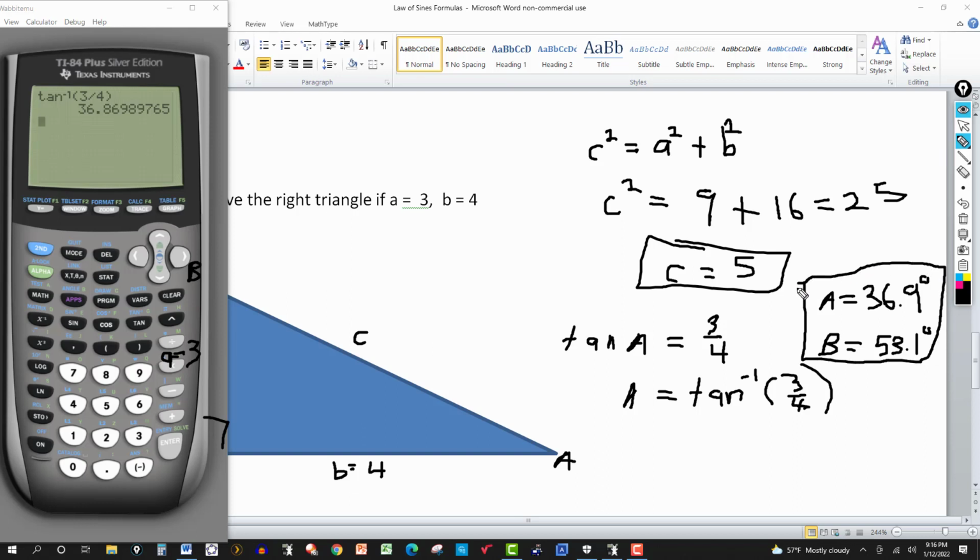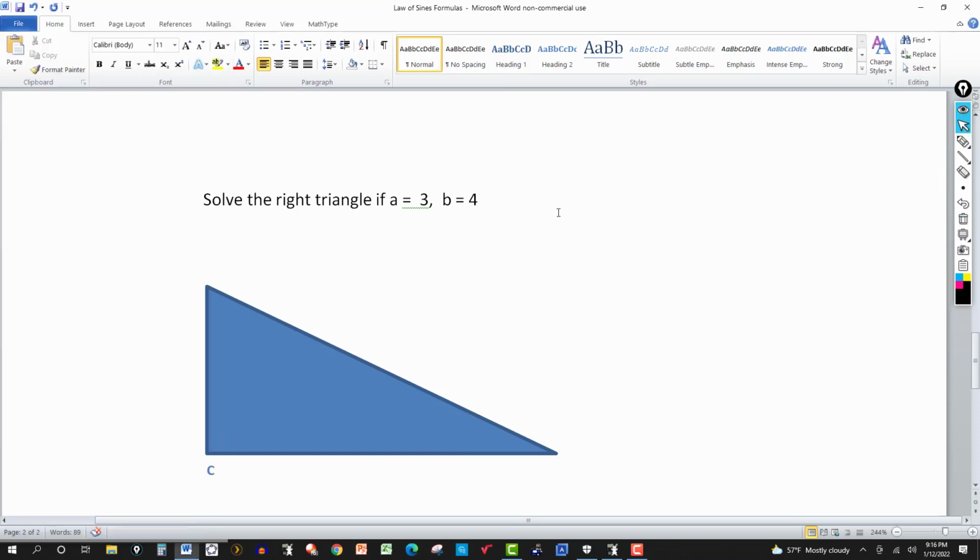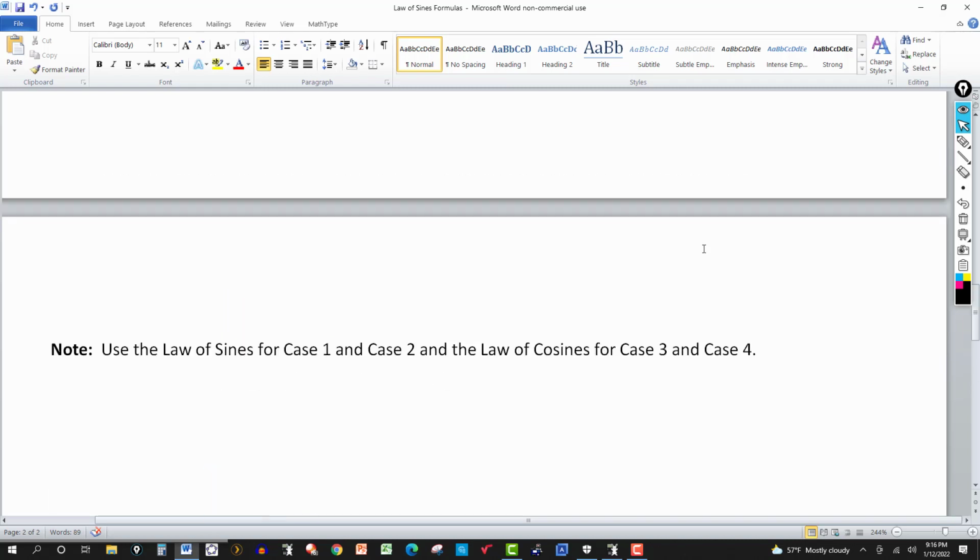Now that solves a triangle. It's a right triangle, pretty basic. Now, if the triangle is oblique, that means it does not have a right angle. Again, it could be an acute triangle where all the angles are acute, or it could have one obtuse angle. We use these other formulas.